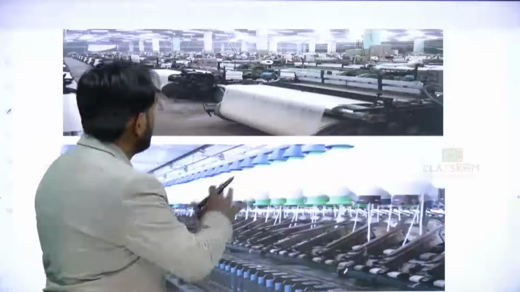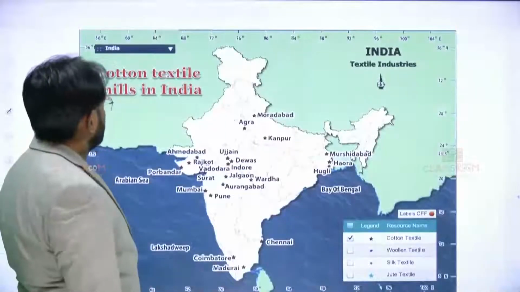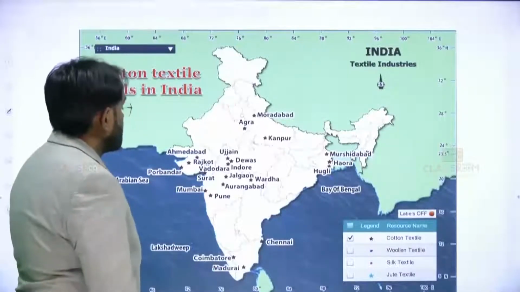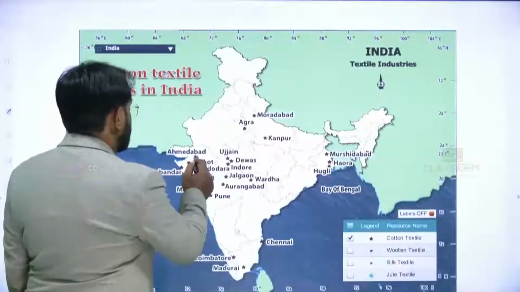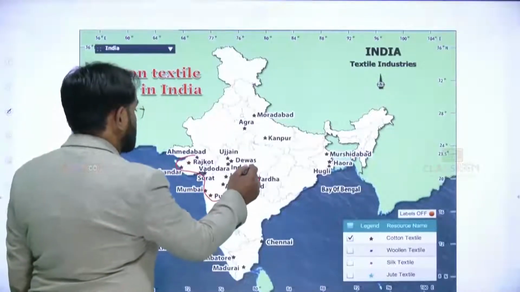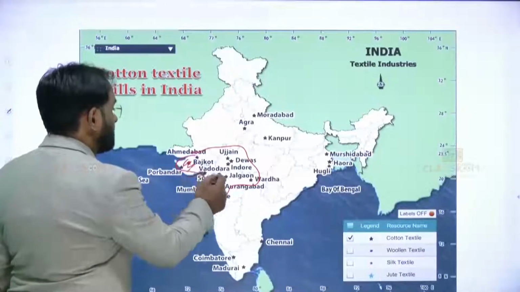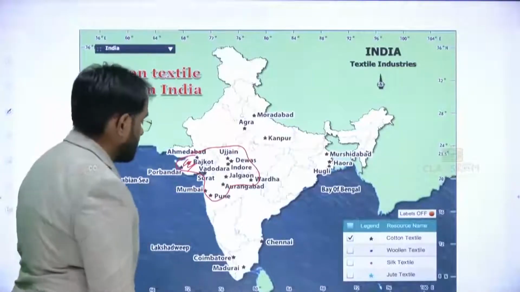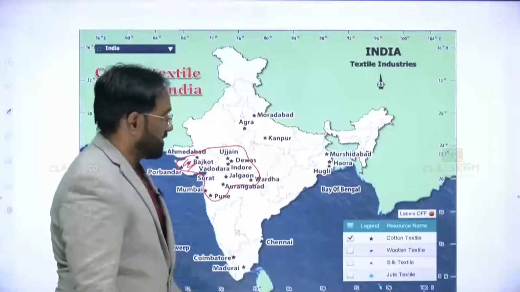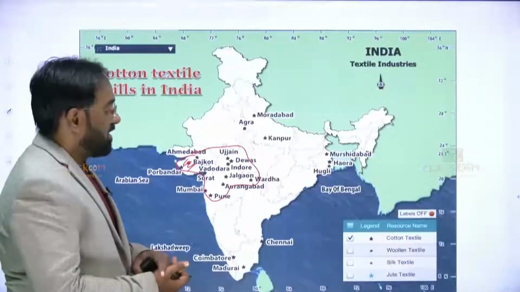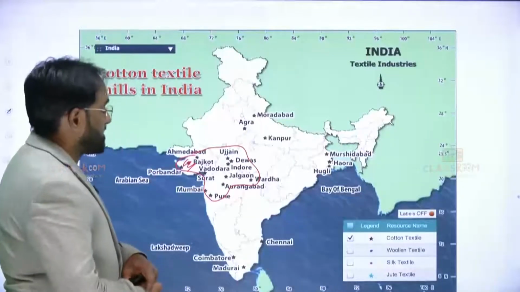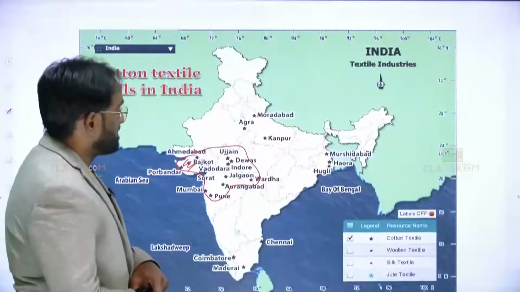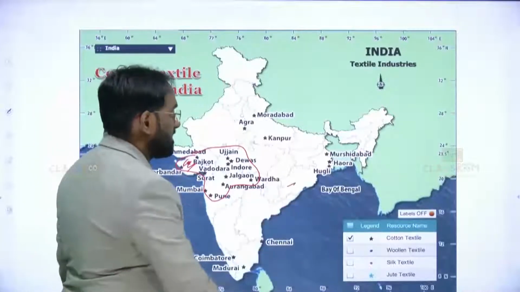See here, cotton textile mills in India. Majorly cotton textile units are here. Where are these? Gujarat, Maharashtra region, certain regions in Agra, Kanpur and Uttar Pradesh, Coimbatore, Madurai and Chennai. And if you want to see woolen textiles here in India, you can see this region.